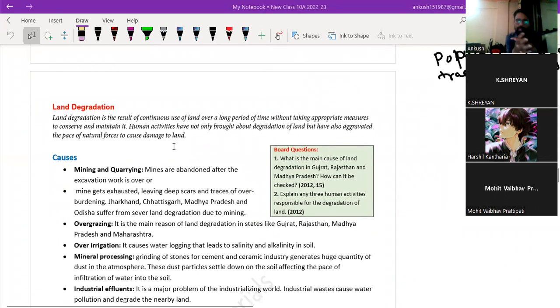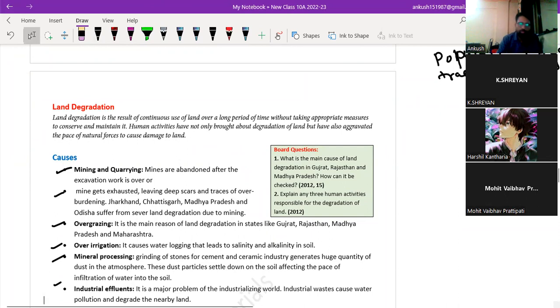Now let us understand what land degradation is. As the definition suggests, land degradation and conservation measures are to be understood, like cutting down trees, overgrazing, mining, and lots of things that we are going to understand here. Mineral processing and industrial influence are the things that are affecting land usage and even its fertility. Are you getting the point?